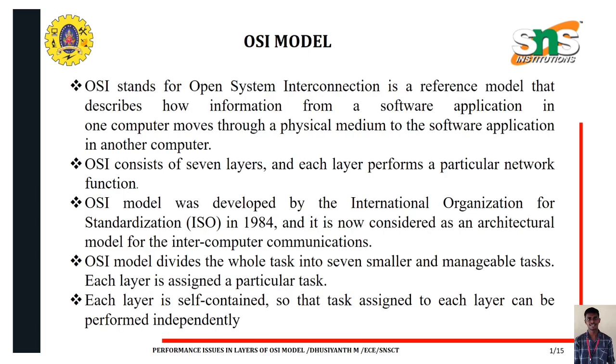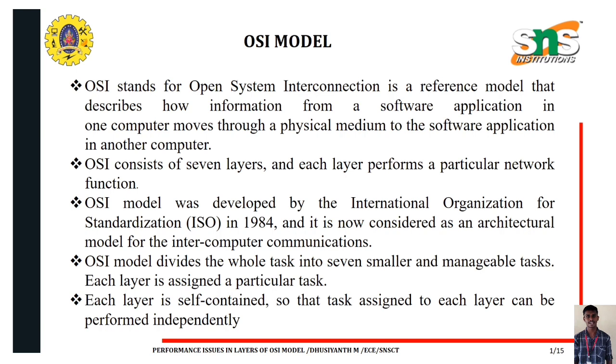First of all, what is OSI? OSI stands for Open System Interconnection. It is a reference model that describes how the information from a software application in one computer moves through a physical medium to the software application in another computer. OSI consists of 7 layers. Each layer performs a particular network function.